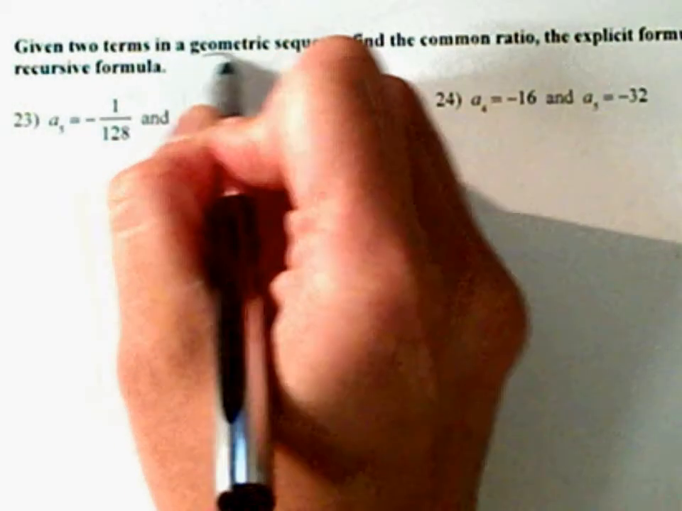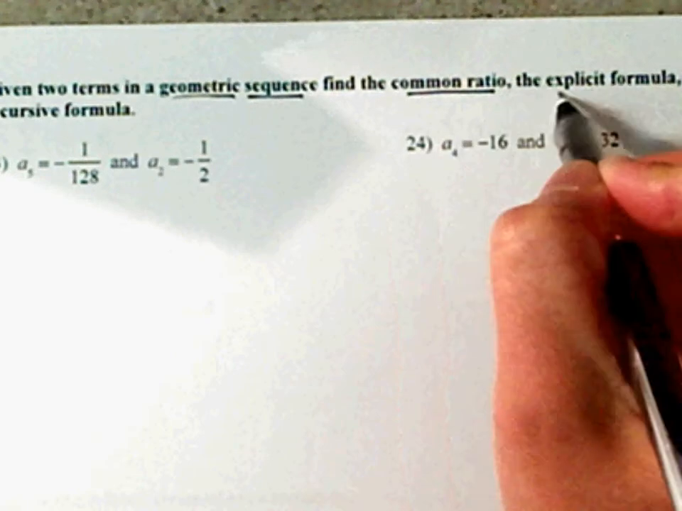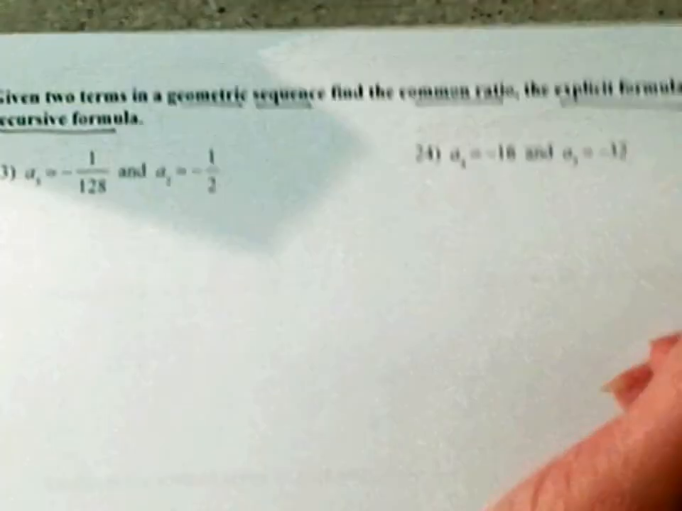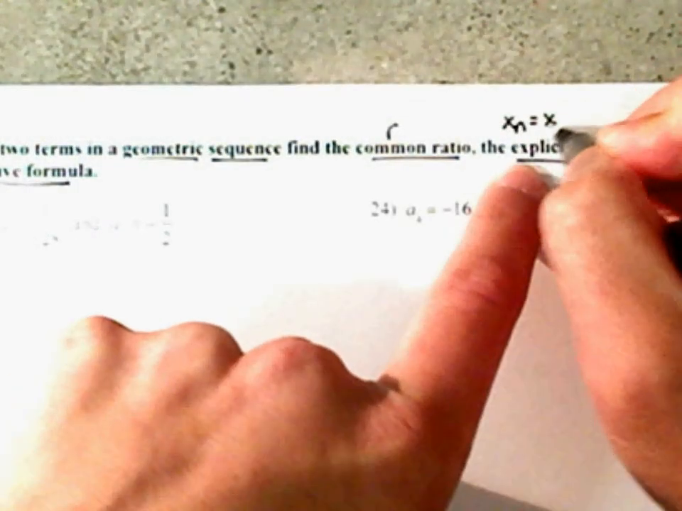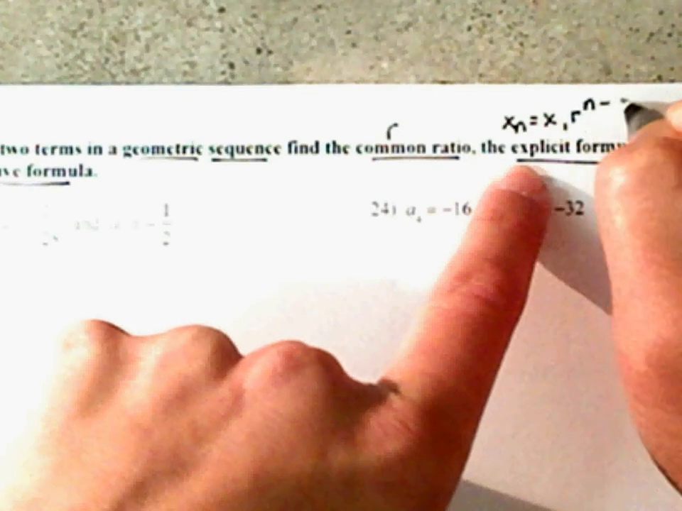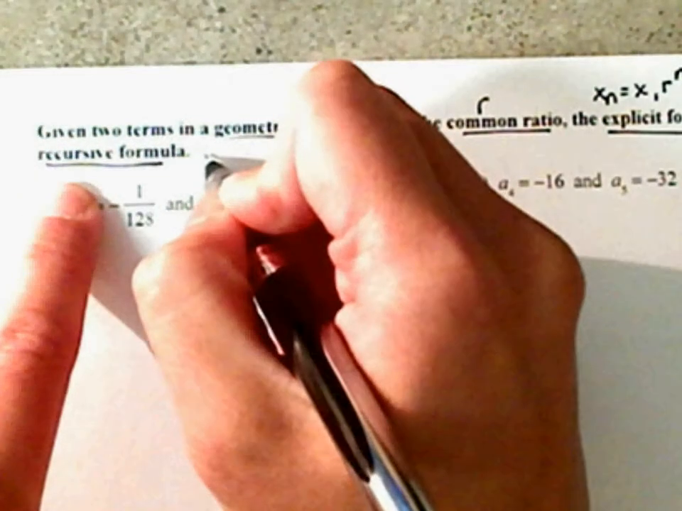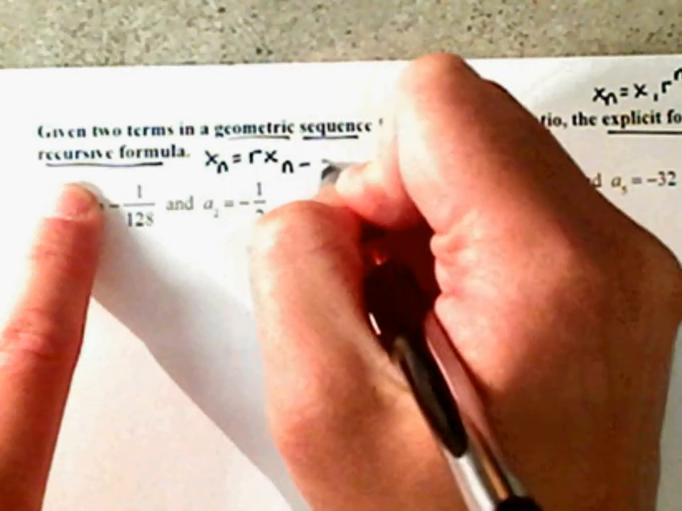please read your directions. It says, given two geometric sequences, find the common ratio, the explicit formula, and the recursive formula. The common ratio is your R. Some people write it capital letter, it's okay. Your explicit formula is x of n equals x of 1 times r^(n minus 1). And your recursive formula is x of n equals r times your x of (n minus 1).